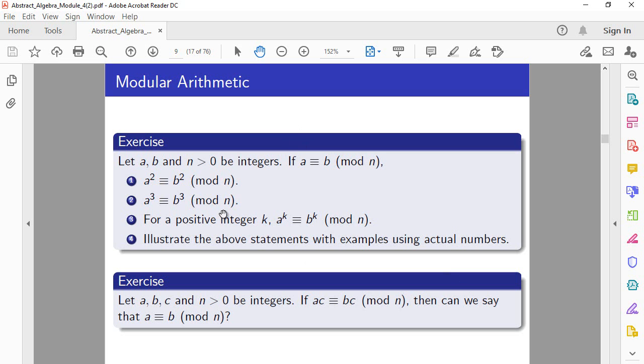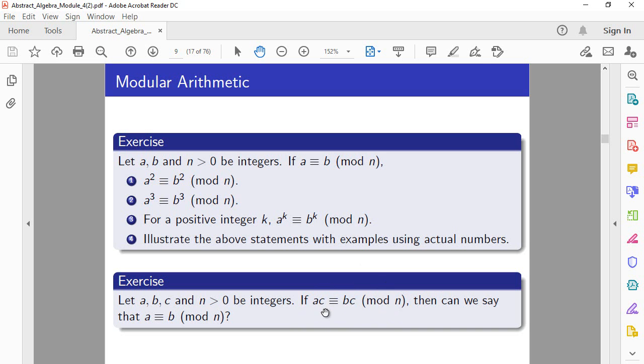All right, here we have a set of exercises. Let me make a comment about the second exercise. Here we have that ac is congruent to bc mod n. Then can we say that a and b are congruent to each other mod n? Recall that when we have a usual equation, we can cancel out the c and say that a and b are equal when c is not 0.